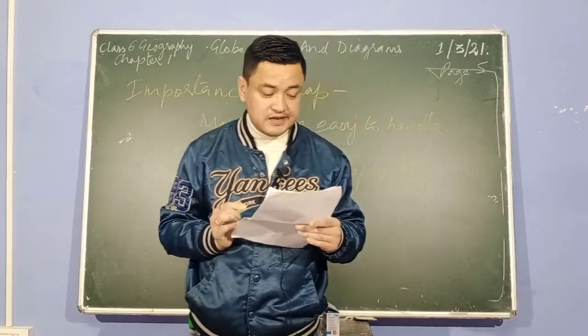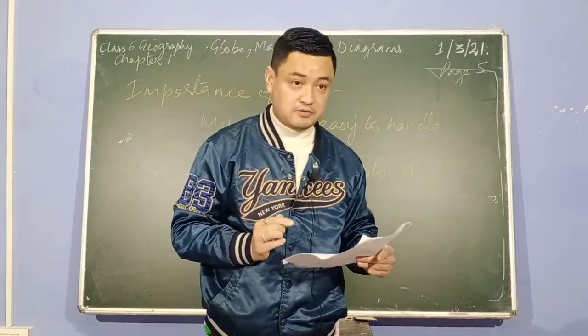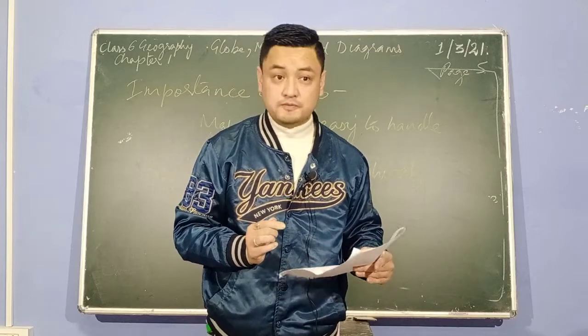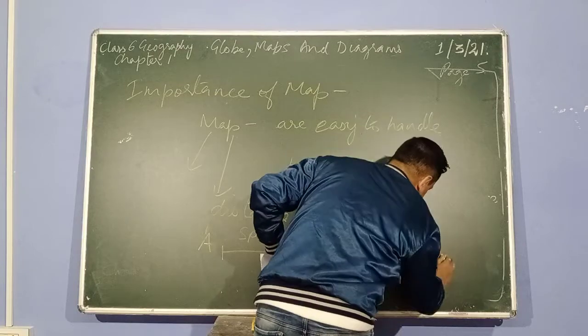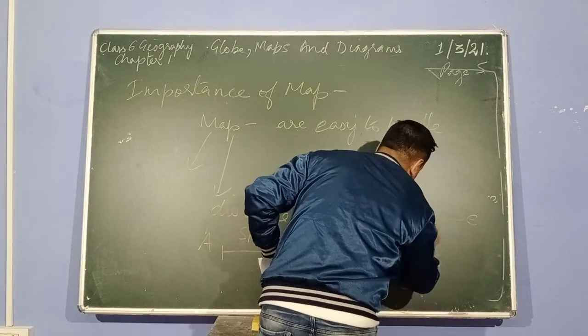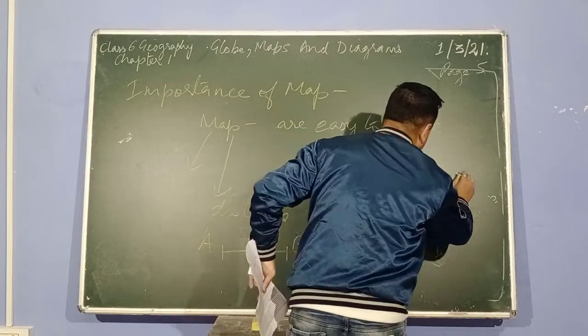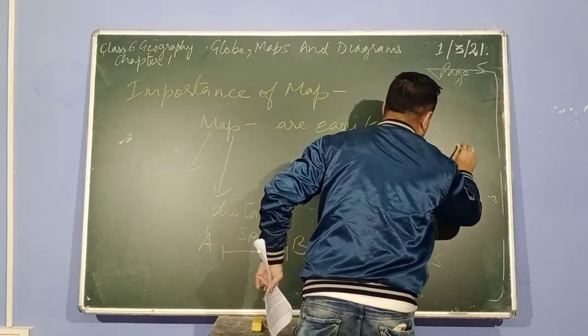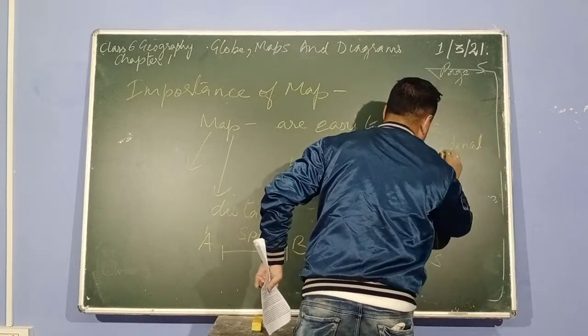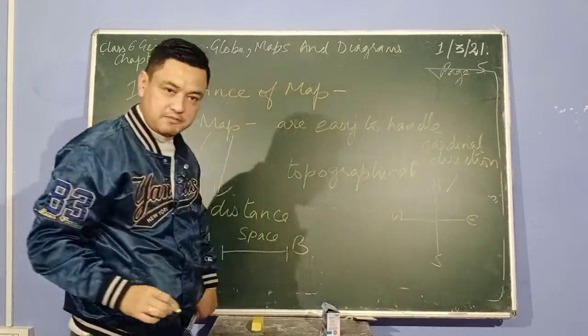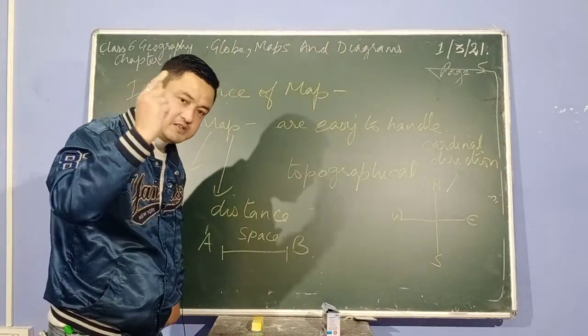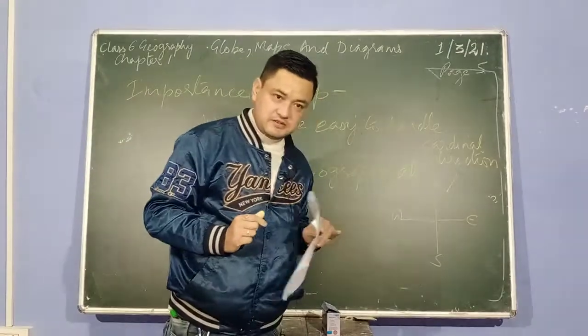The second thing is direction. Which direction does your friend's house belong to? Now, which direction? North, south, east and west. This is known as cardinal direction. So cardinal direction is very important. One is distance, second is directions.